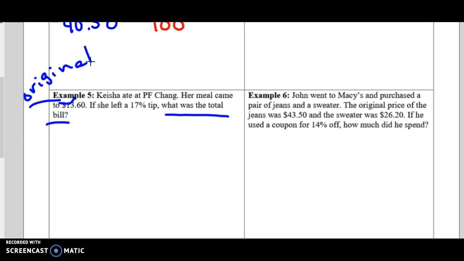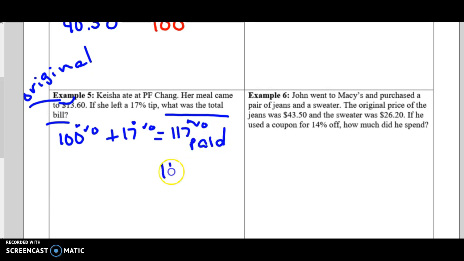It's a tip, so that adds on to my original cost. So 100% plus 17% equals 117% paid. So we're going to put 117 over 100. The other piece of my proportion, 13.60, represents my original cost, so that's in the denominator. X is my numerator.